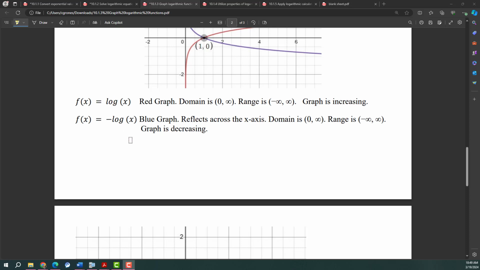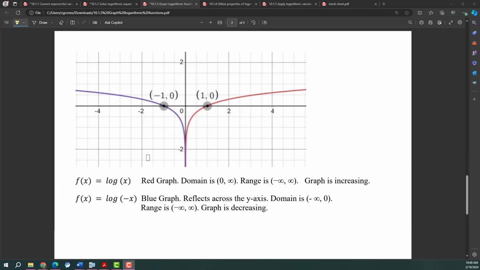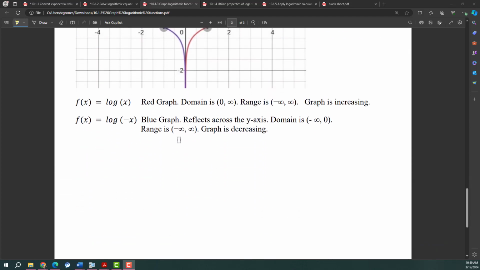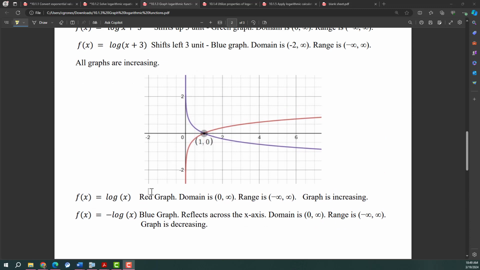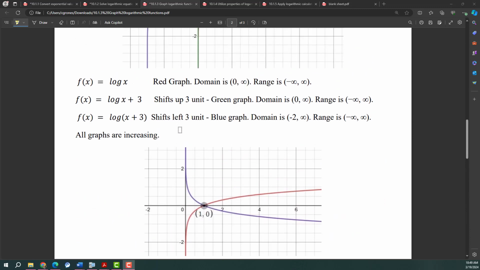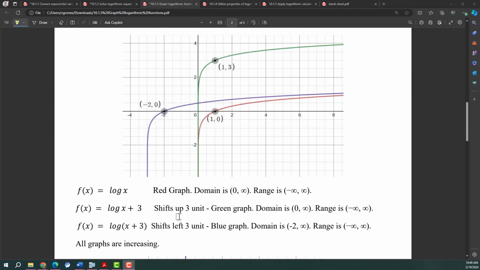Okay, here's some more examples. If we were to have a negative log, it would be a reflection across the x-axis. And when we have a negative inside our function, it's going to be a reflection across our y-axis. So these are kind of like our graphing summaries that we had before. They all have graphs that go with them.